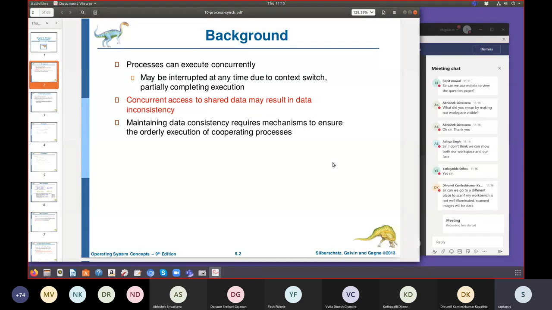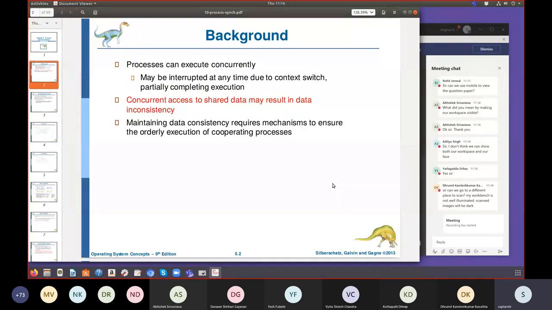So till now we have understood that many processes are executing concurrently in a computer system, at least in a modern computer system. A particular process may be interrupted at any time due to a context switch. It might well be that a process has executed up to a certain point, and then there comes a context switch. Some other process will be allocated to the CPU, and this process which was running will be shifted out. We have discussed this, like its context needs to be saved, so there is some overhead and so on.